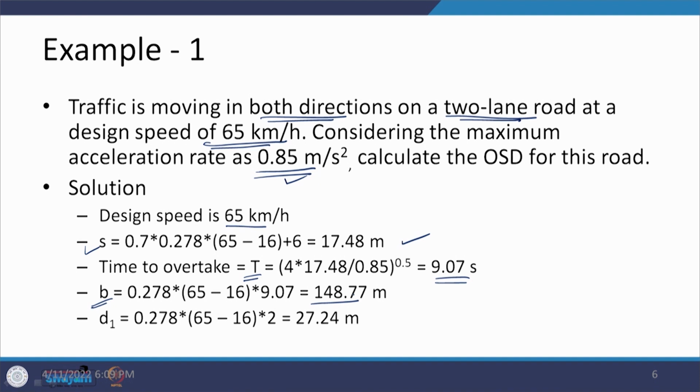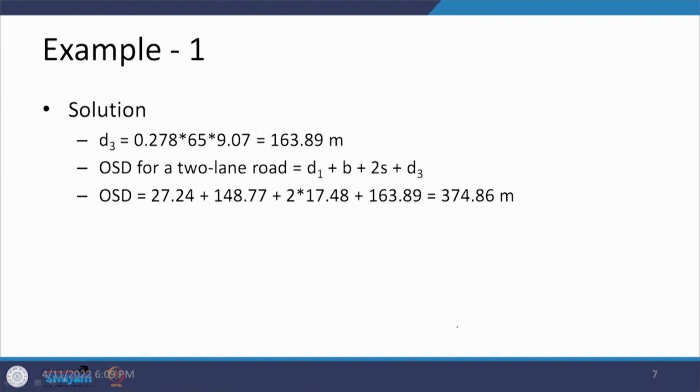The distance travelled in 9.07 seconds at speed Vb is b, and that comes out to be 148.77 meters. So, we are calculating using the same formula, and d1 is the distance travelled with the speed Vb during the time to follow, and the time to follow is 2 seconds. So, it is 0.278 into (65 minus 16) into t. That comes out to be 27.24, and d3 is the movement at the design speed during the time capital T, which was 9.07. So, 163.89 is the distance travelled by the vehicle coming from the opposite direction.